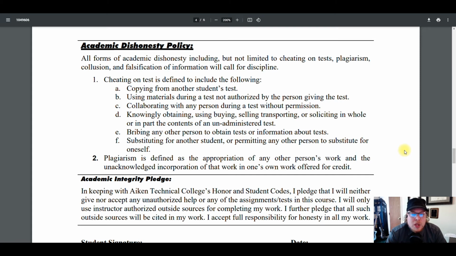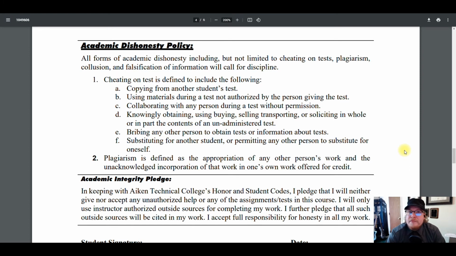Knowingly obtaining, using, buying, selling, transporting, or soliciting in whole or in part the contents of an unadministered test. Oh, so you found a test from 2009, and you just try to turn that in or use its answers. Yeah, don't do that. Okay, bribing any other person to obtain tests or information about tests. Don't do that. Substituting for another student or permitting any other person to substitute for oneself. So don't let someone else take a quiz as you, and don't do that for someone else. And that's all cheating.